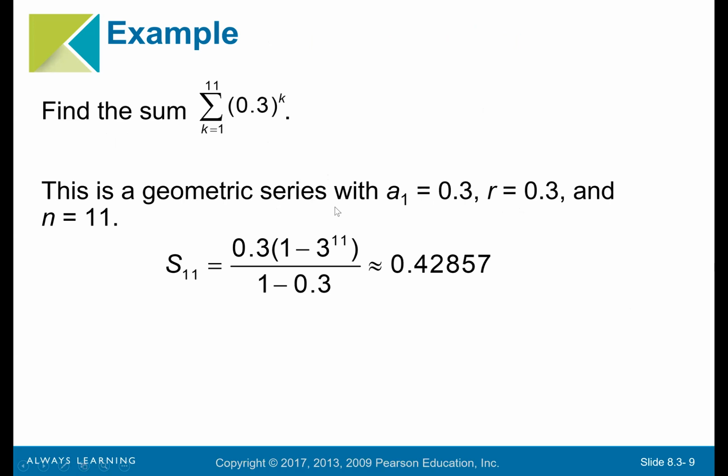So here is one in sigma notation. Find the sum as k goes from 1 to 11 of 0.3 times k. Now, I know that this is a geometric series because they're multiplying by 0.3 each time. In the arithmetic, they were always adding. So in sigma notation, in arithmetic, they had a multiplication problem here.